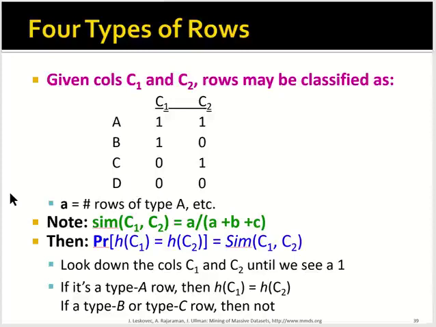If we look down the columns of C1 and C2, then we will see a 1. If it's type A, then h(C1) equals h(C2). If it's type B or C, then it's not. Okay, so this is a further explanation regarding the signature matrix of C1 and C2.